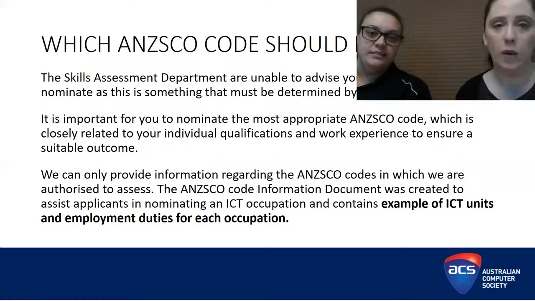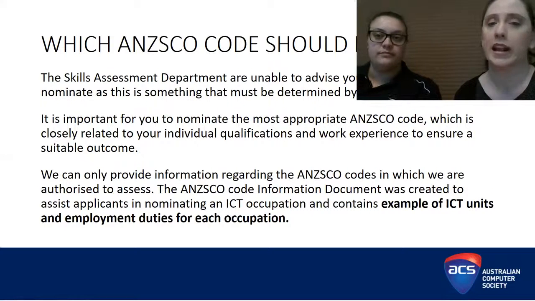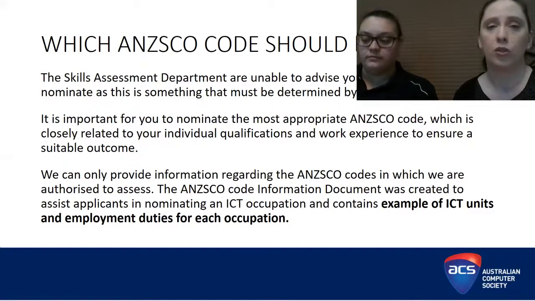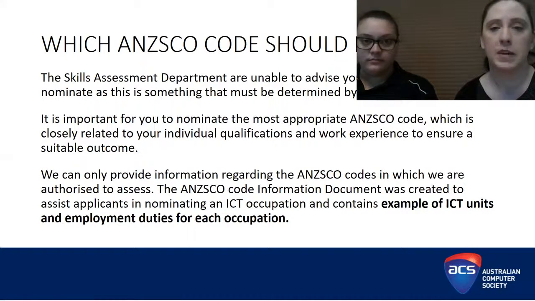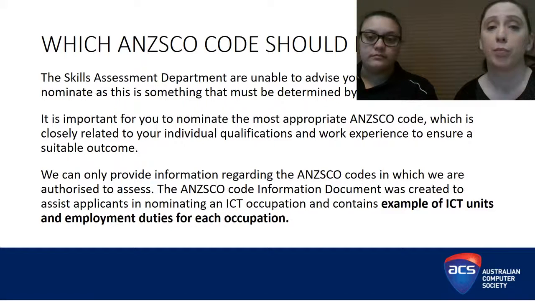As you may or may not be aware, when you apply for skills assessment, you have to nominate an ANZSCO code. That is dependent, obviously, on your visa requirements, and you will need to select a code that's most closely related. Because of the complex nature of the assessment process, it's not something that our department is able to advise you on prior to applying. It is something that must be determined by the applicant. So it is very important that you nominate the most appropriate ANZSCO code that is closely related to your individual qualifications and work experience. In terms of the information that we can provide, that is in the ANZSCO code information document that we mentioned in the previous slide.